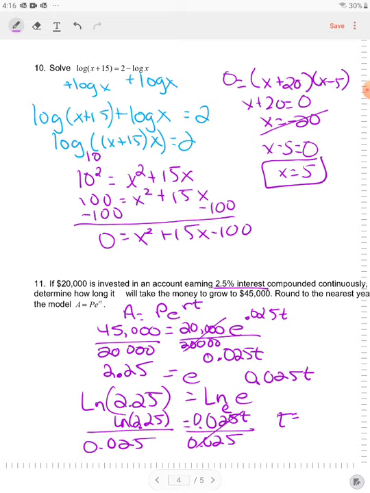And let's see, I made a mistake. I was looking at my calculator. I did not close parentheses. ln of 2.25. Make sure you close parentheses here. Then divided by 0.025. And you get 32.4 years. And the reason I know that is because my units for time are in years.